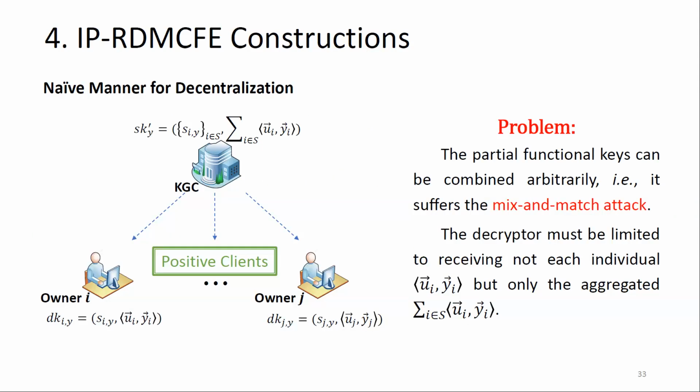Intuitively, IPRDMCFE can be constructed from special IPMCFE if each owner generates the virtual functional key, which consists of SIY and the inner product of UI and YI. But the decryptor cannot obtain each inner product of UI and YI.